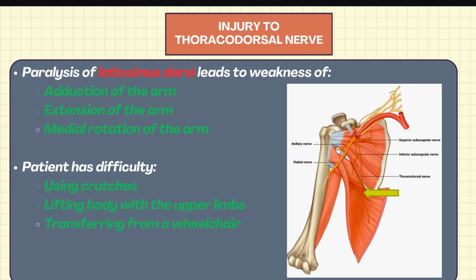And a way you can know if a person is having issues with his thoracodorsal nerve is the patient is going to have difficulty using crutches. And also you can have difficulty lifting the body with the upper limb and transferring from a wheelchair.